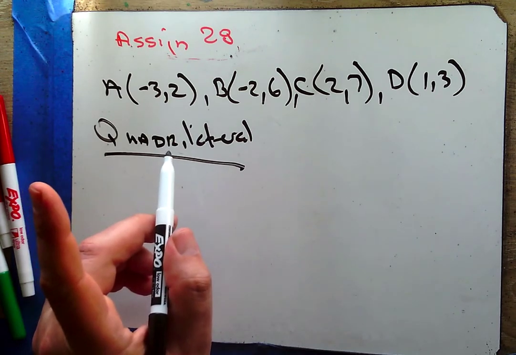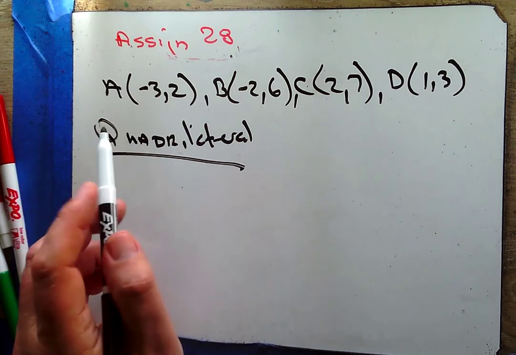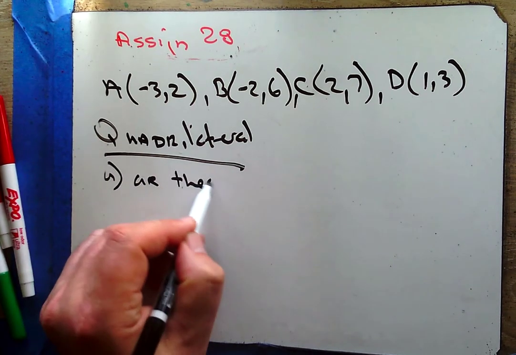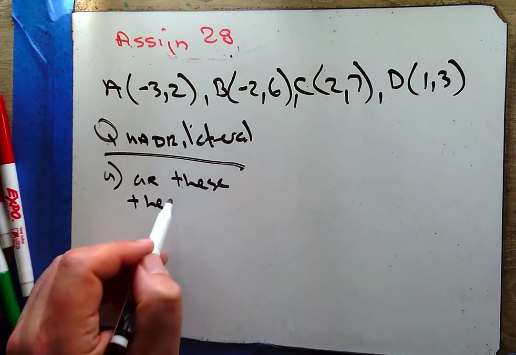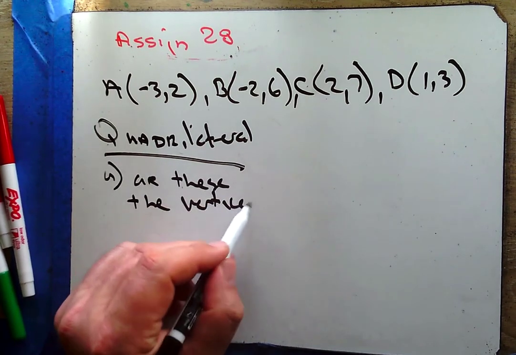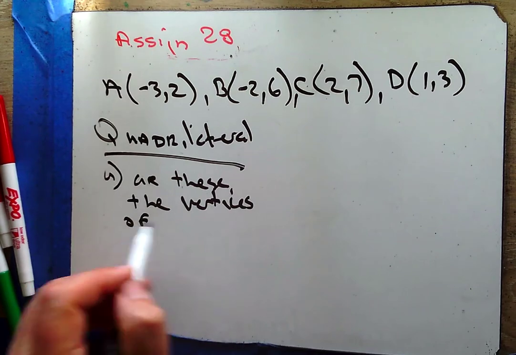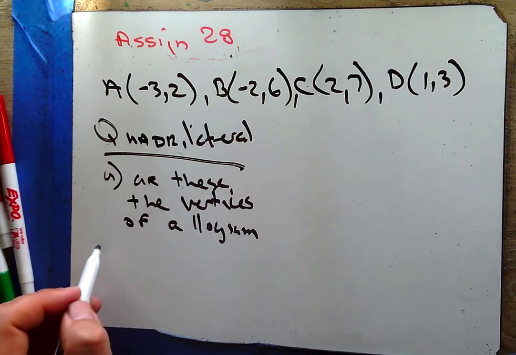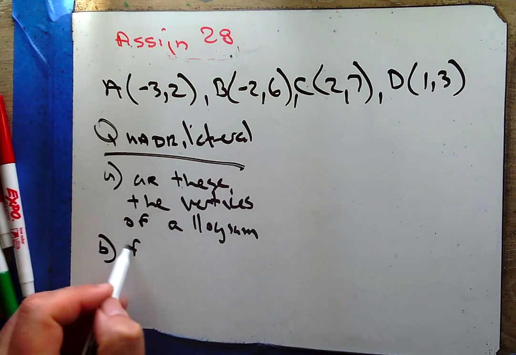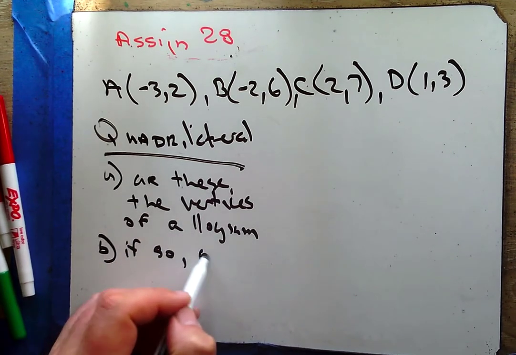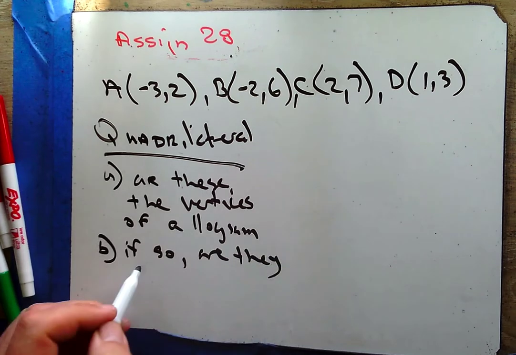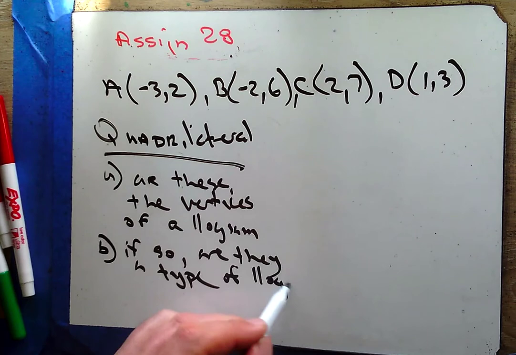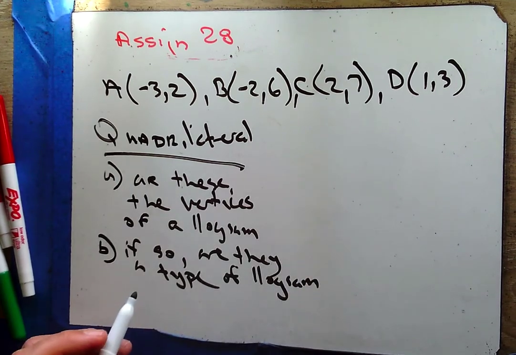So what I want to know is, are these the vertices of a parallelogram? And if they are, are they a type of parallelogram? What types of parallelograms are there, you ask?